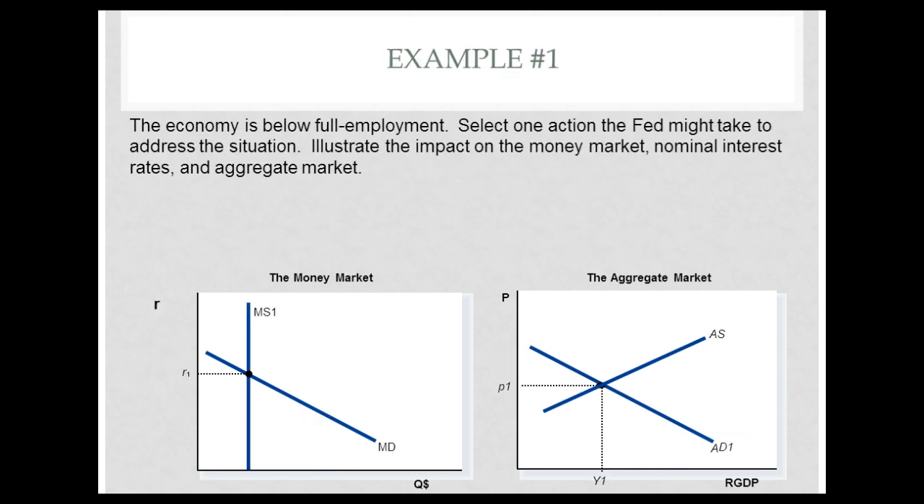All right, let's try an example together. The economy is below full employment right now. Select one action the Fed might take to address the situation. Illustrate the impact on the money market, nominal interest rates, and aggregate demand. All right, take just a moment, stop the video if you need to, and sketch in your mind or on paper exactly what this will look like graphically.